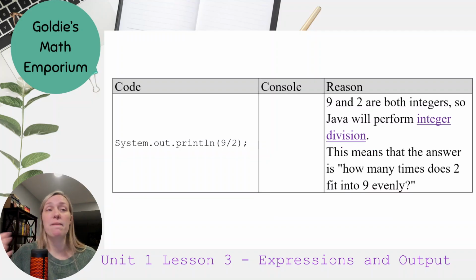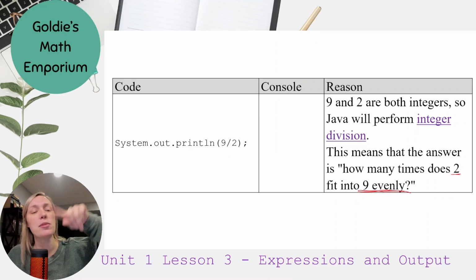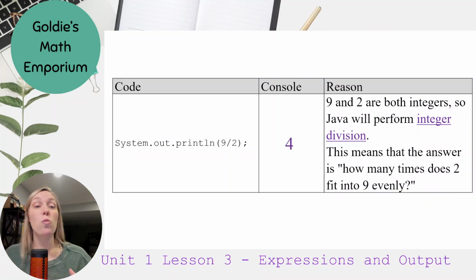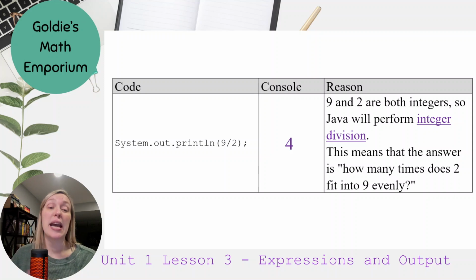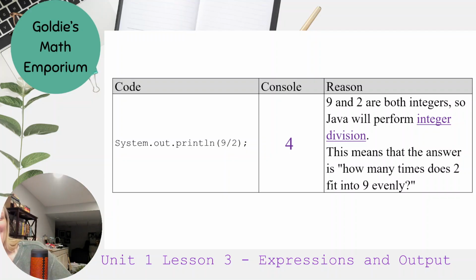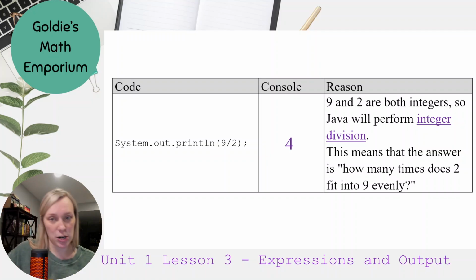So the answer isn't 4.5. The answer is to the question, how many times does 2 fit into 9 evenly? Okay, and that's really what integer division is. How many times does 2 fit into 9 evenly? 4 times. Okay, so what gets printed to the console is actually a 4. Okay, and that's going to take some getting used to because that's not really what you expect when you think about 9 divided by 2. But between 2 integers, we perform integer division.